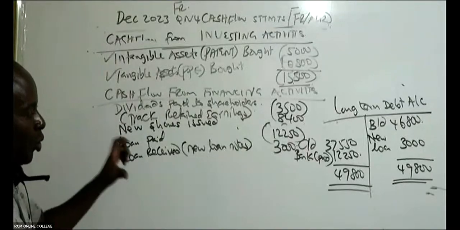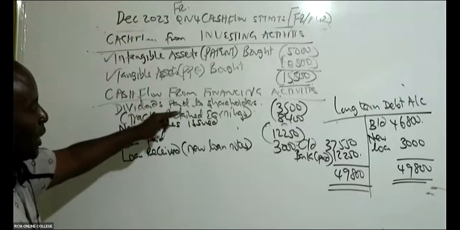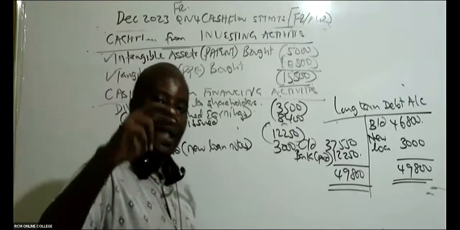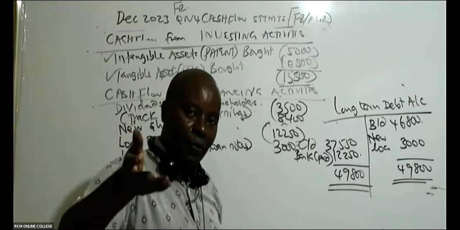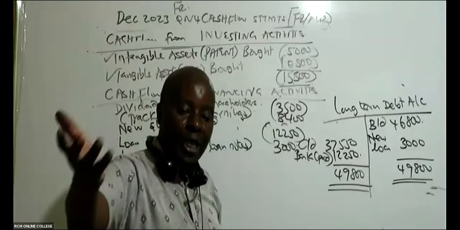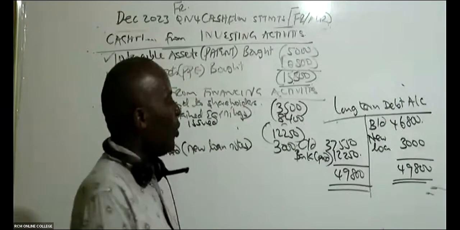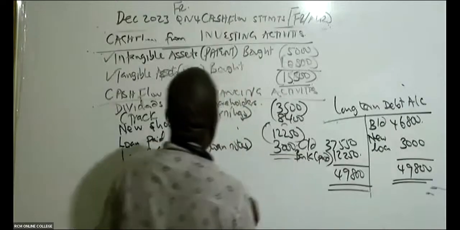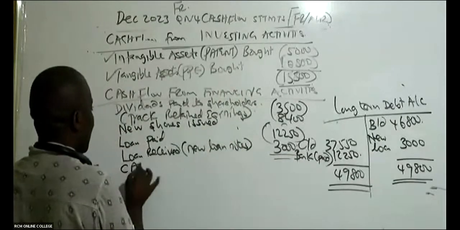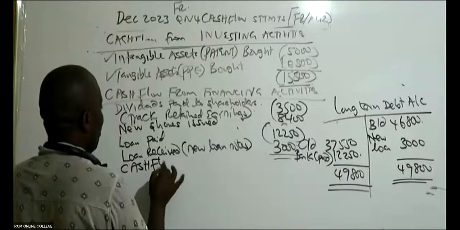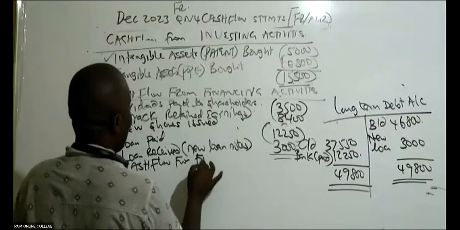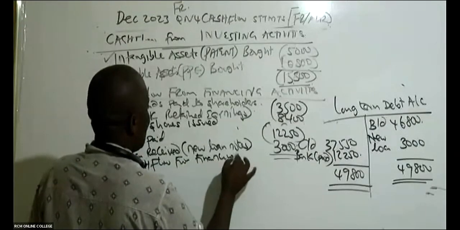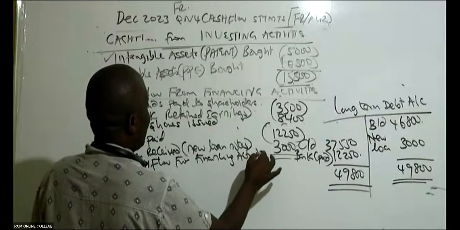So here we are looking at loan. For loan and the financing activities, you must tell us how much did we receive and how much loan did we pay? So then is there somebody who is able to come and combine here and give us cash flow from financing activities? Anybody who is able to do that?